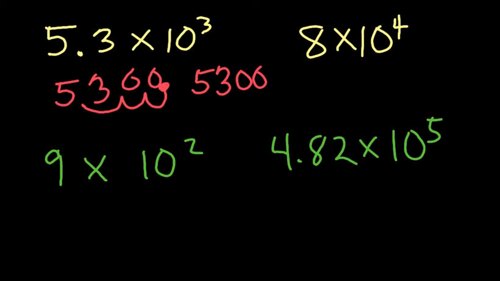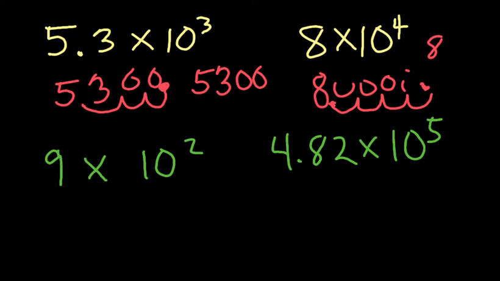Okay, look at the 8 times 10 to the 4th. Write the 8 down. Where's the decimal in the number 8? It's right after it. Decimals are always to the right of the number. So put the decimal in and move it 4 places. 1, 2, 3, 4. There's your new decimal. Fill in your zeros. And that is 80,000. That's that answer.